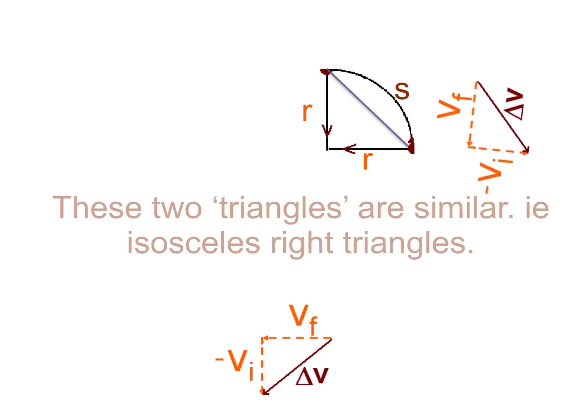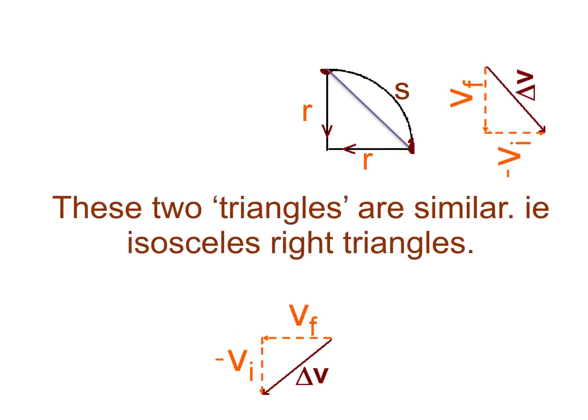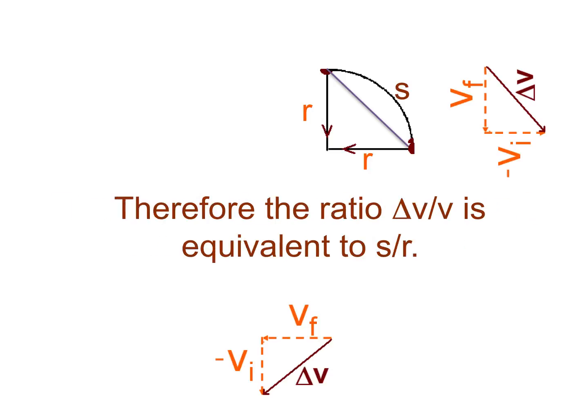And if that's the case, we've now got two triangles that are similar, and they're similar in that they are both isosceles right triangles. Now, whenever you look at an isosceles right triangle, you'll notice that the ratio of the hypotenuse to the length of one of the sides will be the same in any isosceles right triangle. In this case, we've got delta v on v will be equivalent ratio to s on r.